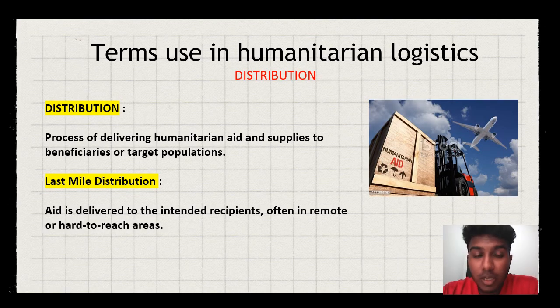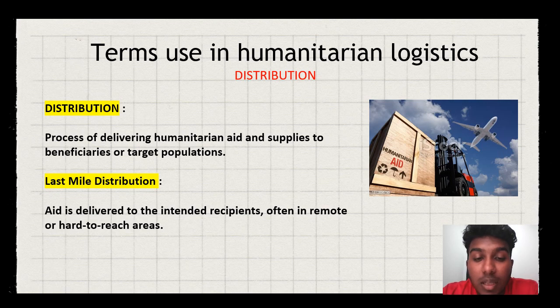And now let's have a look at the terms used in humanitarian logistics of distribution. First, what is distribution? Distribution means the process of delivering humanitarian aid and supplies to beneficiaries or target populations. It involves the movement of goods from warehouses or distribution centers to the final destination where aid is needed.